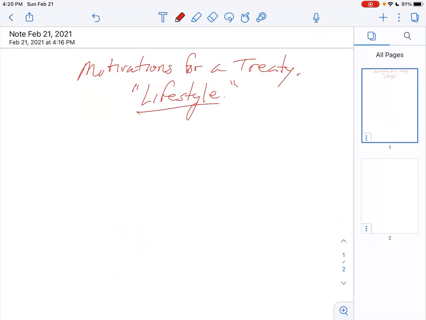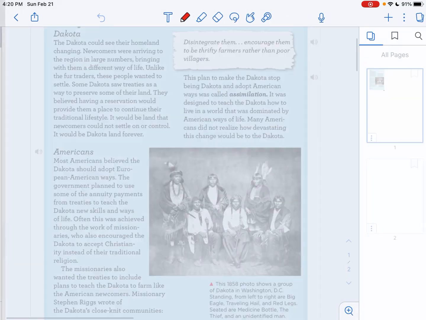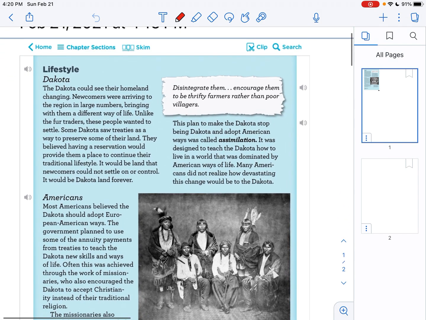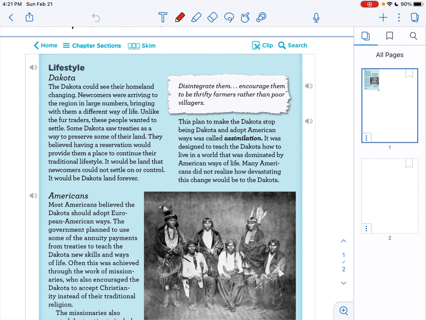So we're reading the section called Lifestyle. Here it is. Okay, page 620. You don't have to do this section. You could choose the money section or the land for each section. It's whatever you want to do. All right, so here's what we got. We have the Dakotas' point of view right here, and we have the Americans' point of view right here.